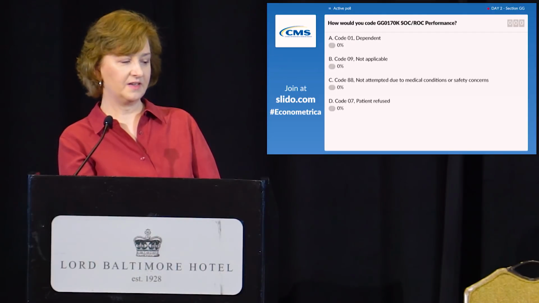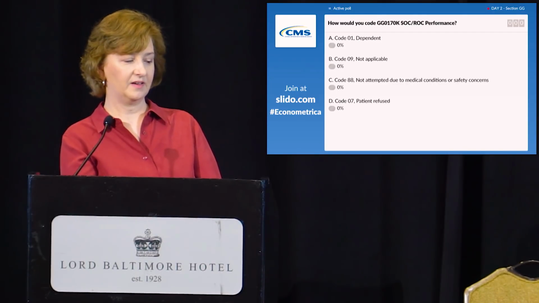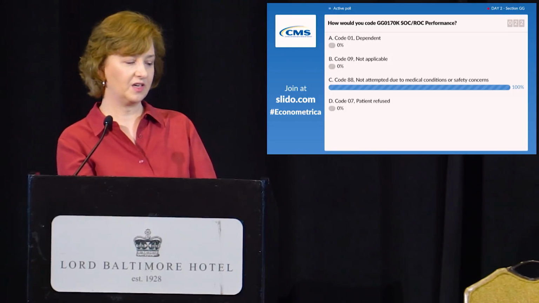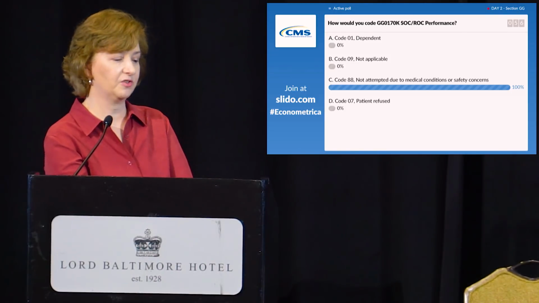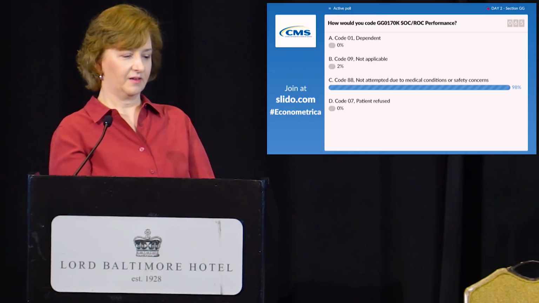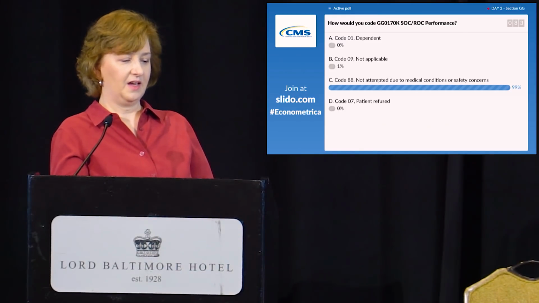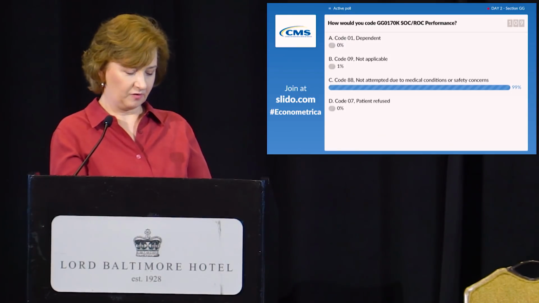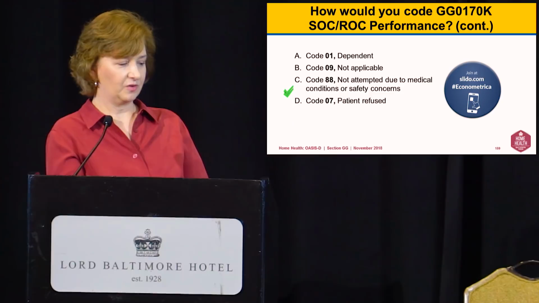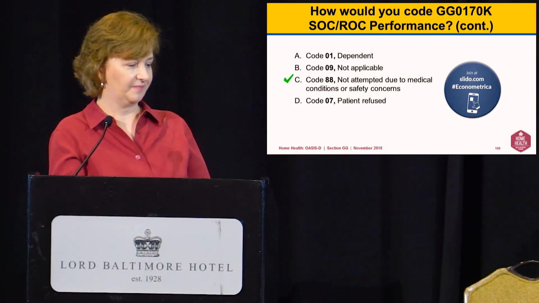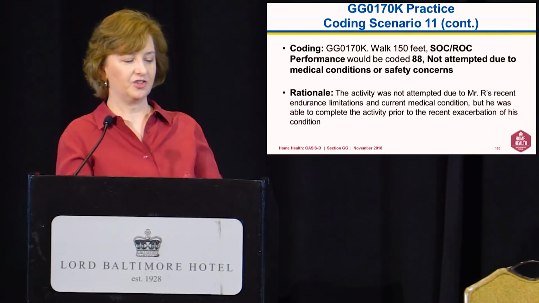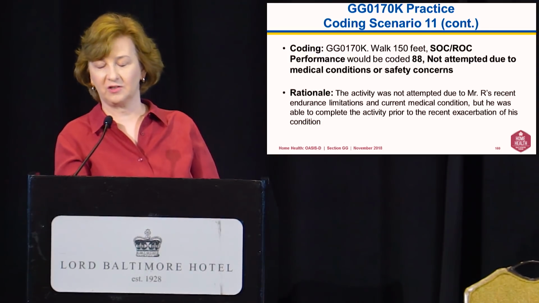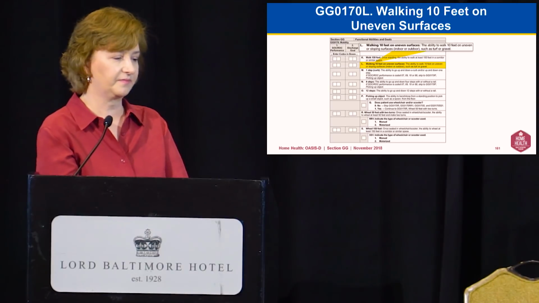Options are 01, dependent, 09, not applicable, 88, recent medical condition or safety concern, and 07, patient refused. Looks like we've got about 80 people who have submitted, an overwhelming 88 response, and I do agree with that. Great. Okay, and the rationale, as most of you figured out, was that the person had a recent onset condition and does not walk the entire distance.